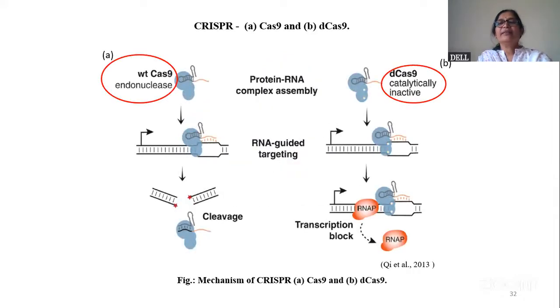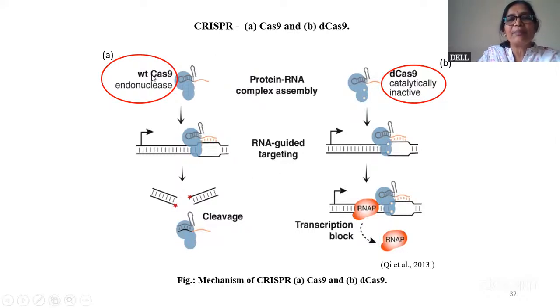Now, the strategy that we have used. So please give a minute of thought here. We have used 2 types, that is Cas9 and dCas9. So what is Cas9? Cas9 protein has endonuclease activity. Wild type Cas9 has endonuclease activity, and dCas9 is a catalytically inactive protein. That is, it does not have any endonuclease activity. So we have tried to use both strategies here.